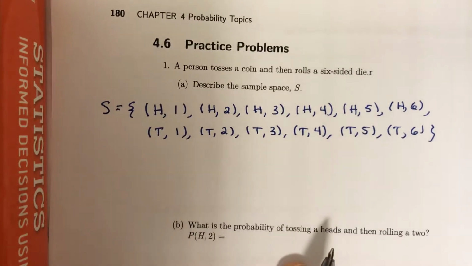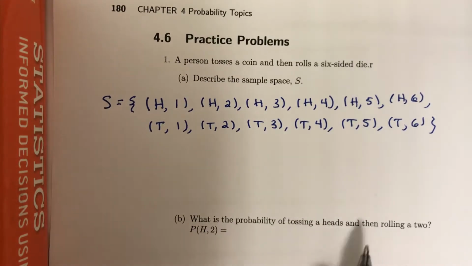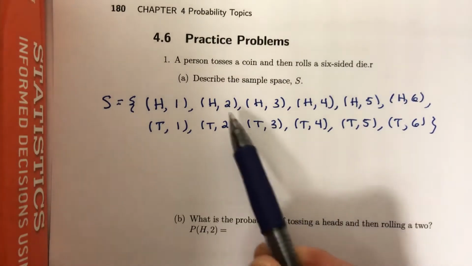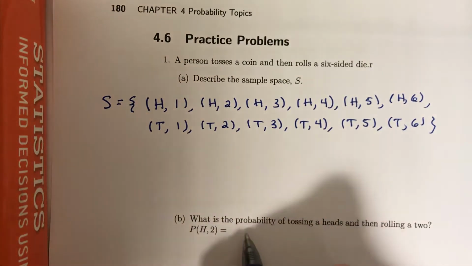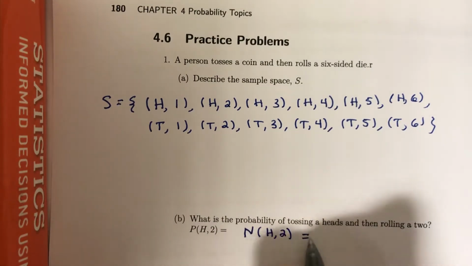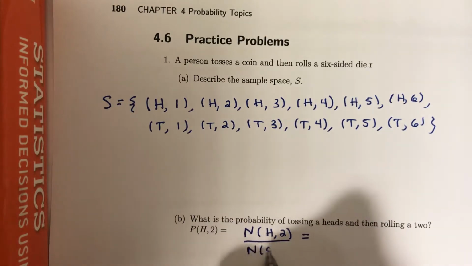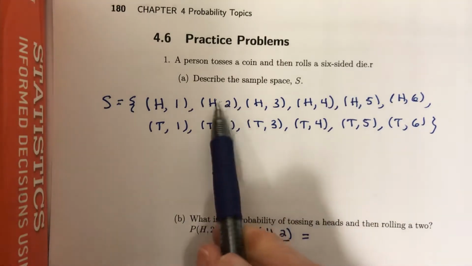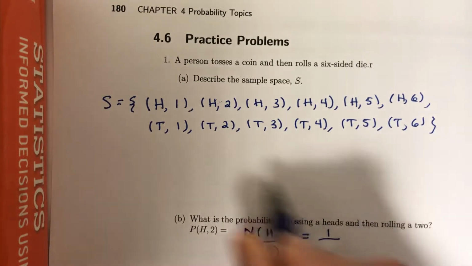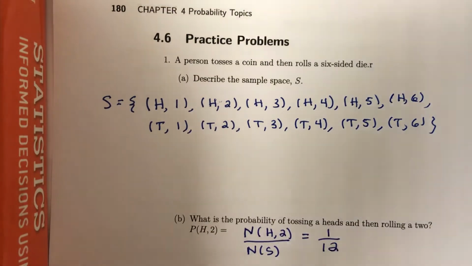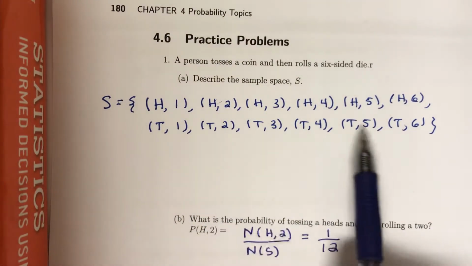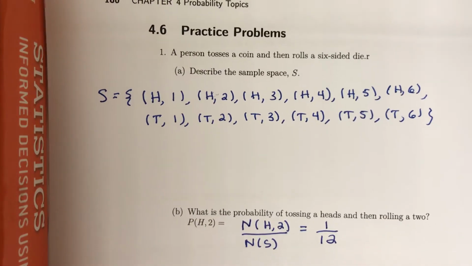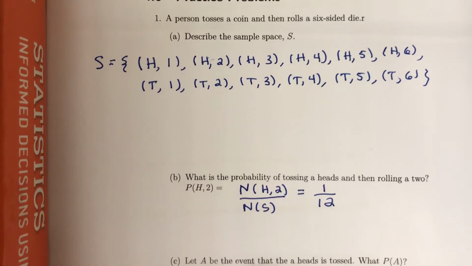What's the probability of tossing a head and then rolling a 2? Well, heads 2 is just one element in the set S. To find the probability, we write the number of heads 2, well there's only one of those, divided by the number in S. So there's only one heads 2, that's only one thing that could happen out of 12 in total. Under this method of finding the probability, what's assumed is that each of these 12 items has an equally likely probability of happening.